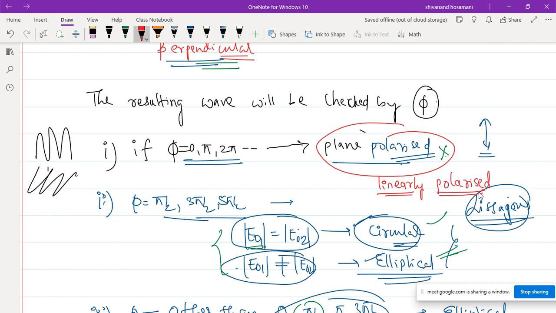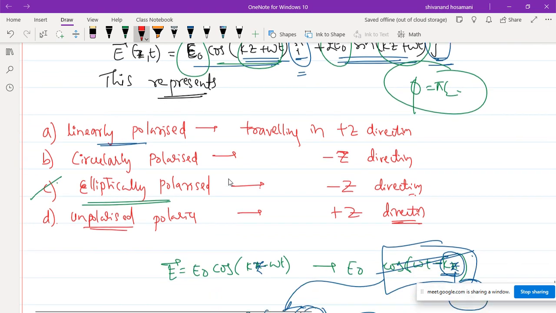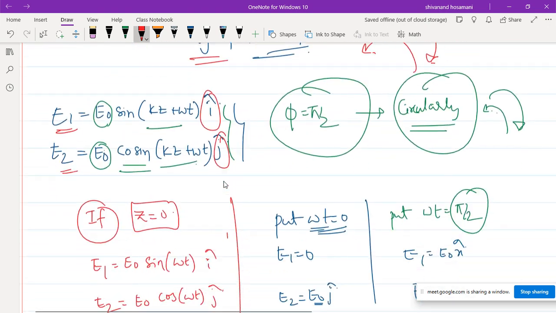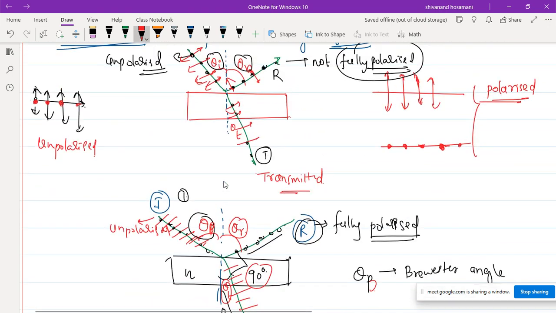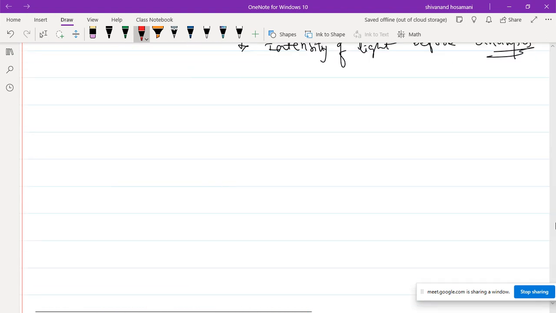And if the angles are pi by 2, 3 pi by 2, 5 pi by 2, these angles depend on the 90 degrees, giving circular and elliptical polarization, depending on whether the amplitudes are the same. Then we discussed two problems. So this is nothing but Brewster's law, this is nothing but Malus law.